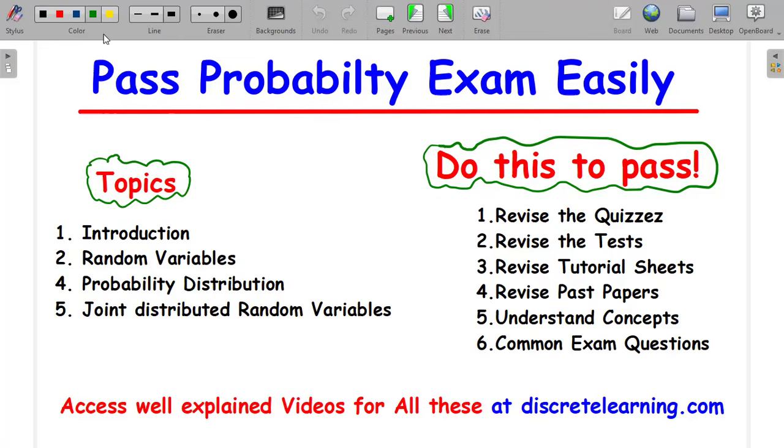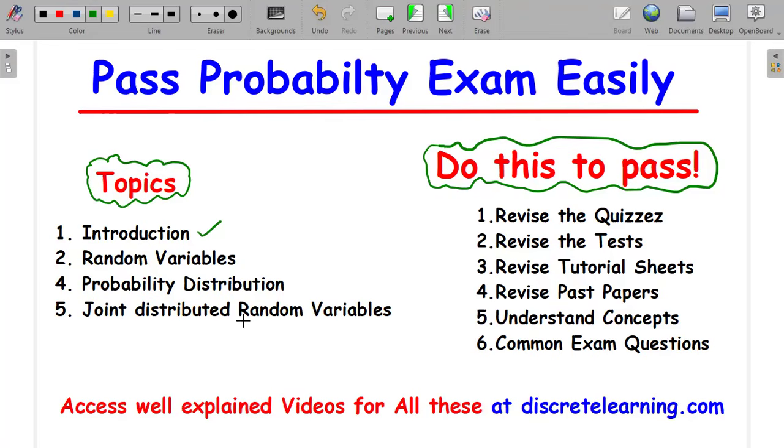The first topic that we are going to deal with is Introduction to Probability. Under Introduction to Probability, we are going to talk about things such as sample spaces, events, conditional probability, independent events, the addition rule, and maybe the multiplication rule of probability. Those are the only things that you talk about under the introduction.